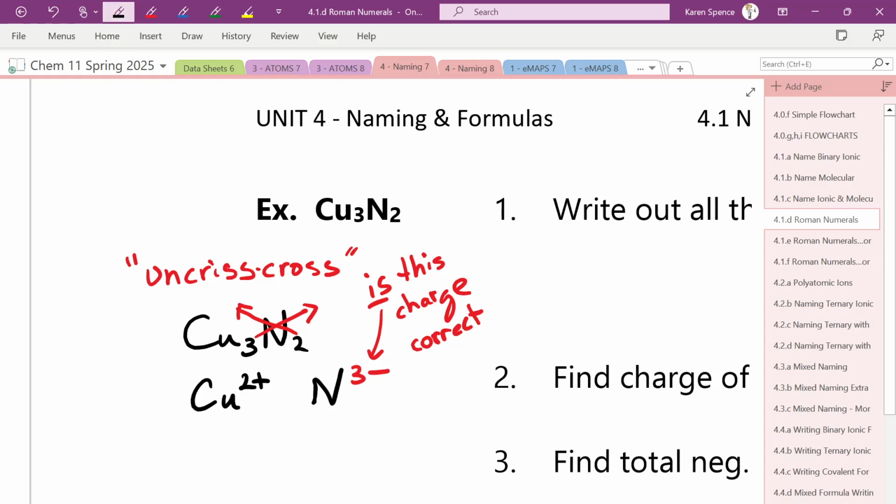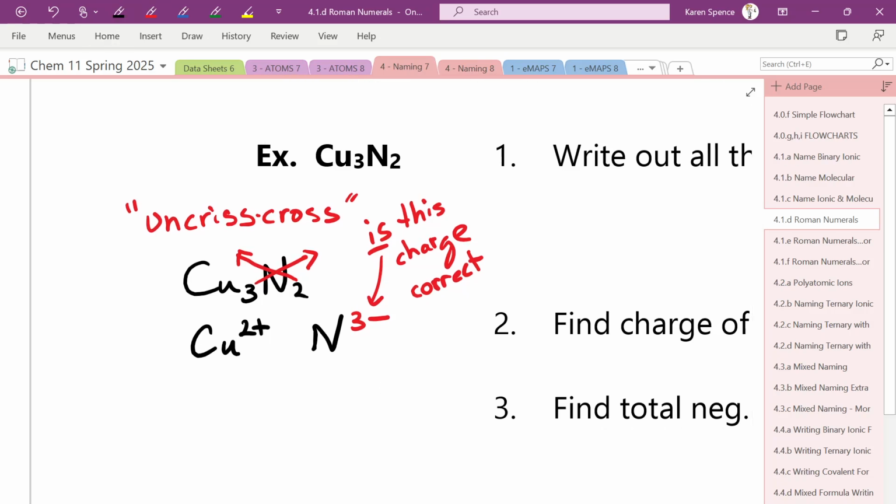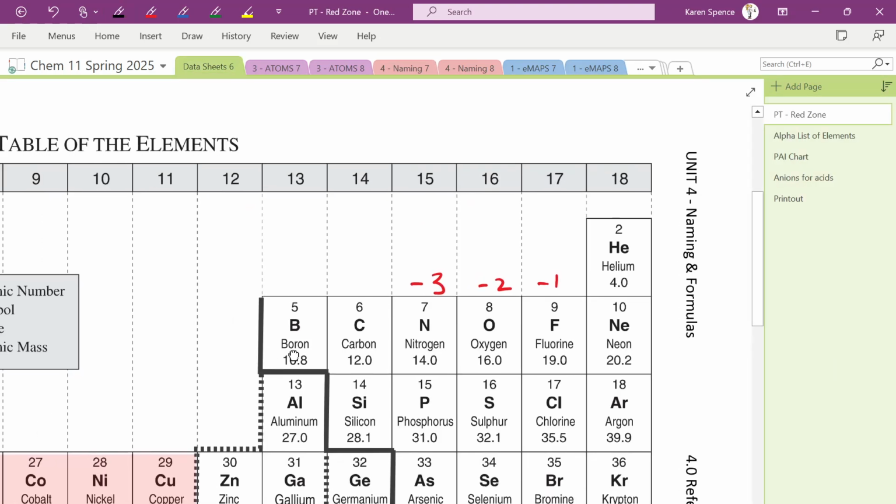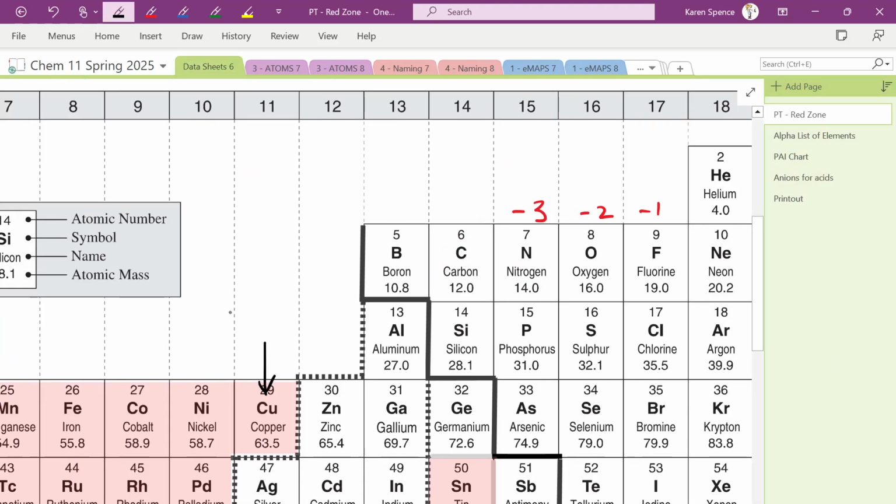So now you can say, what would we name this compound? Name this compound for your partner. What would the name be? Okay, copper nitride. However, copper is in the red zone. So what does it need? It needs a Roman numeral.